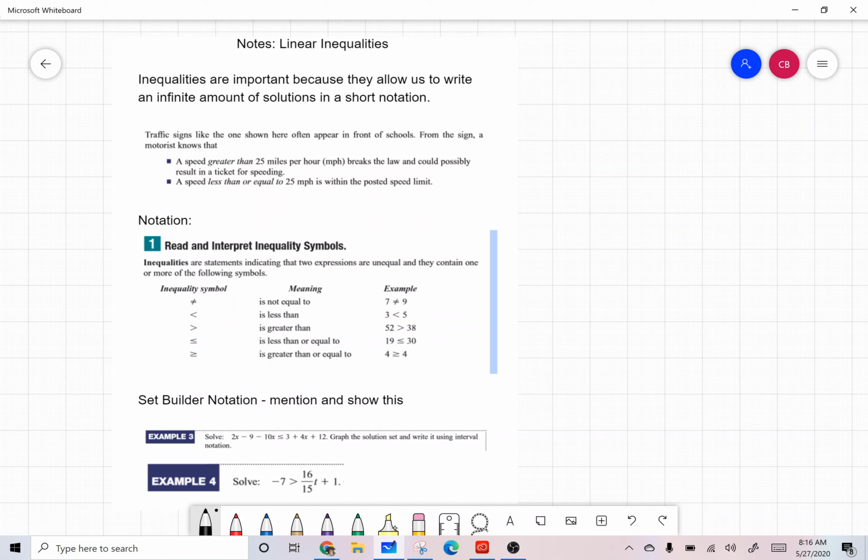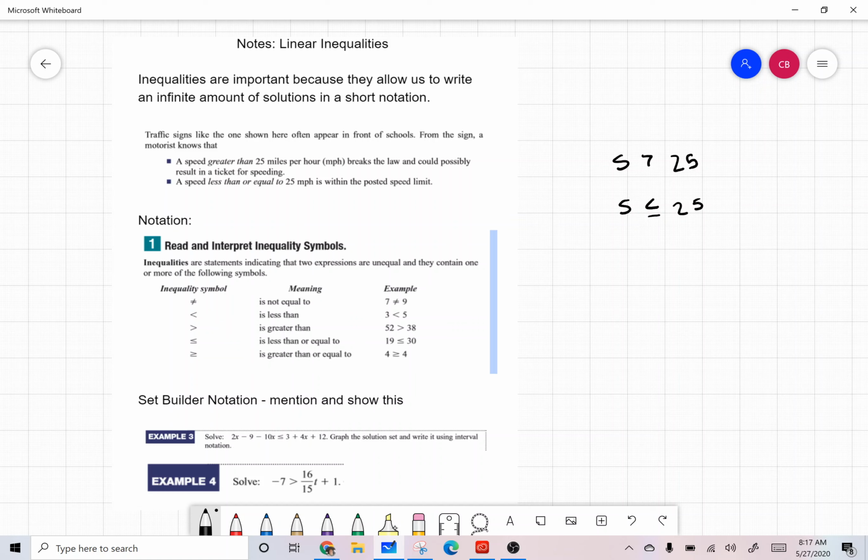From the sign, a motorist knows that a speed greater than 25 miles per hour breaks the law and could possibly result in a ticket. So if I put s as the speed and I put greater than 25, you could be breaking the law and you could get a ticket for doing that. And then a speed less than or equal to 25 could result in nothing happening, right? You're following the law, and you probably won't hurt anybody if you're going through the school zone, as long as you stop on time.